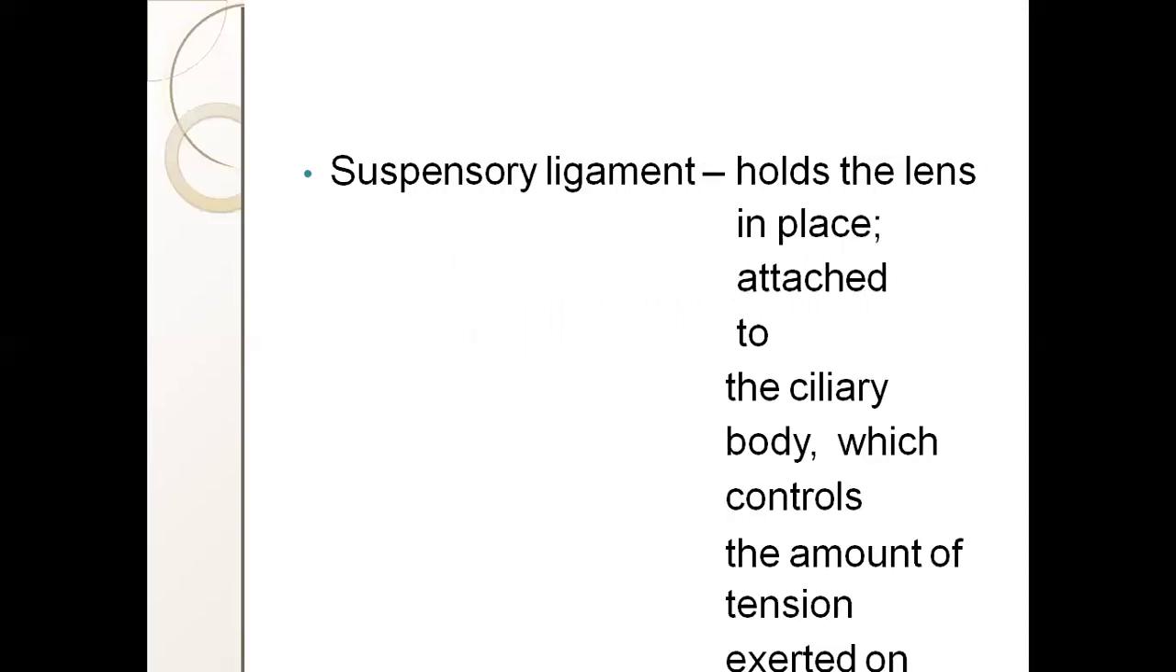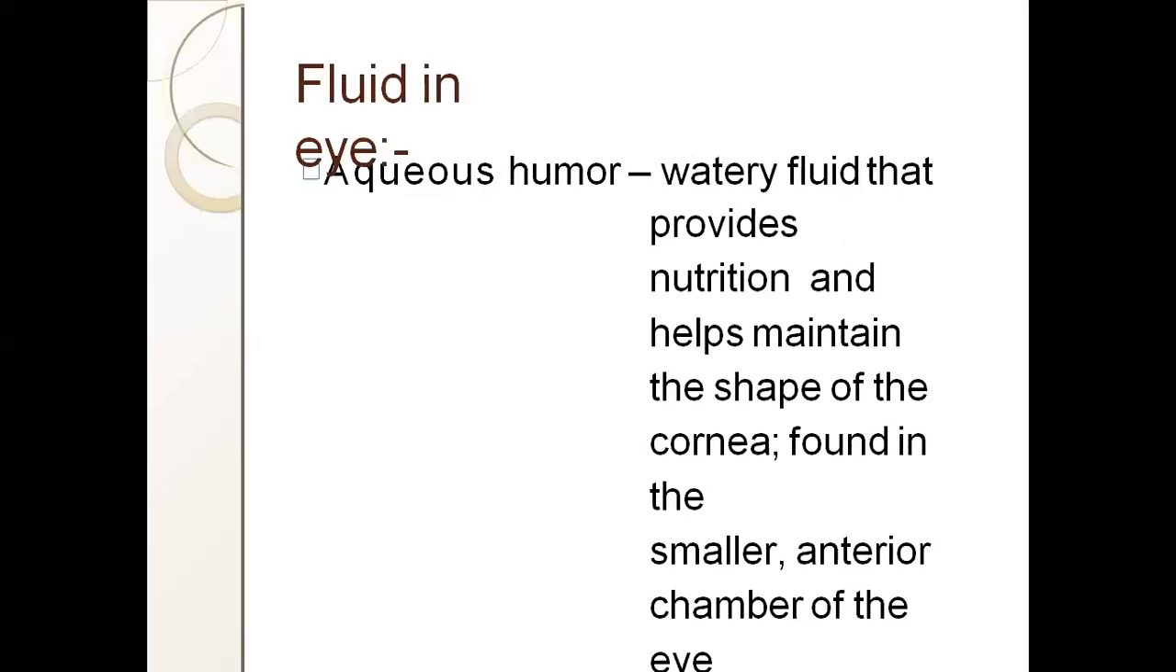Then the suspensory ligament. The suspensory ligament holds the lens in place, attached to the ciliary body, which controls the amount of tension exerted on the eye. It is responsible for holding the lens in place. If the suspensory ligament is damaged or affected, it will not be able to attach the ciliary body, which controls the amount of tension exerted on the eye.